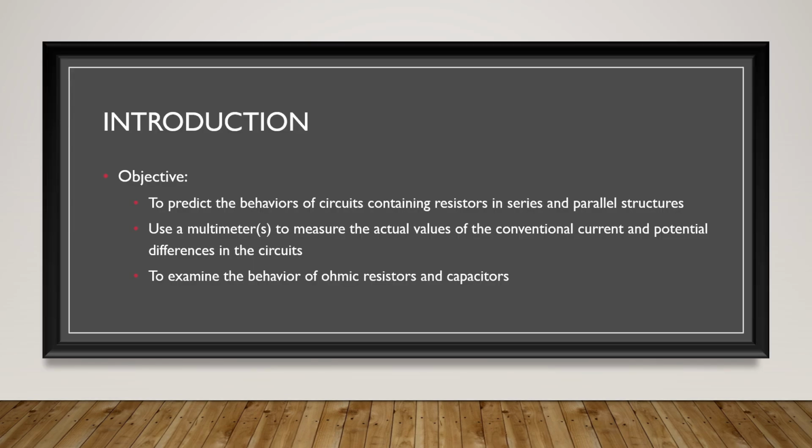So to begin, the objective of this lab was to predict the behaviors of circuits containing resistors in series and parallel structures, use a multimeter to measure the actual values of the conventional current and potential differences in the circuit, and also to examine the behavior of ohmic resistors and capacitors.